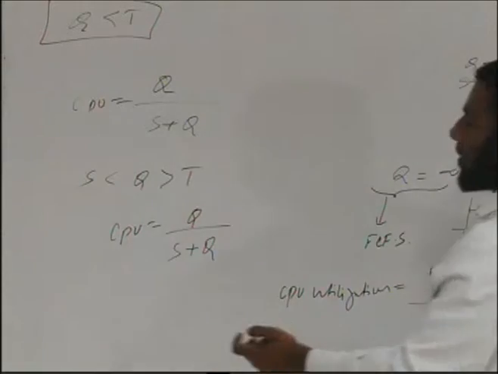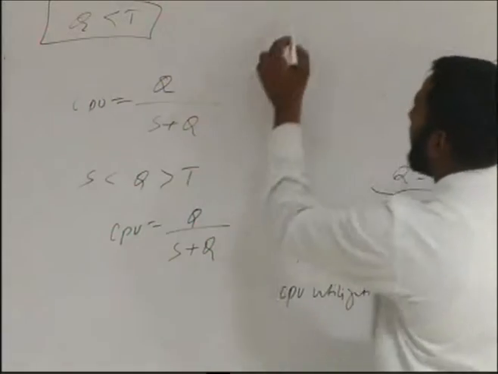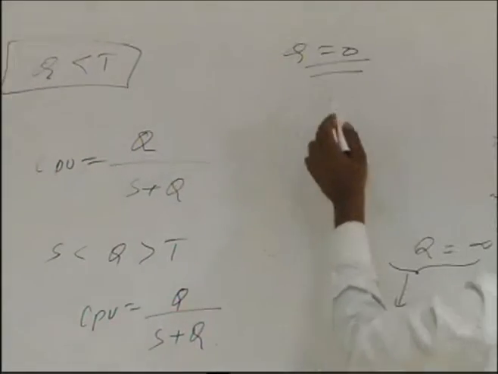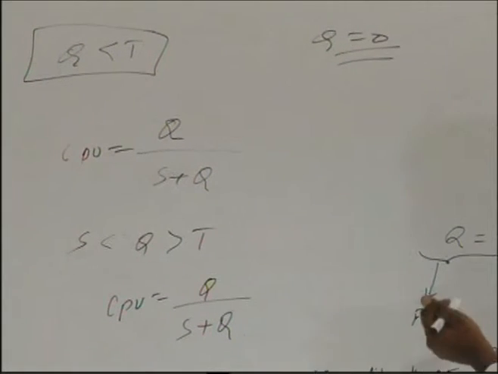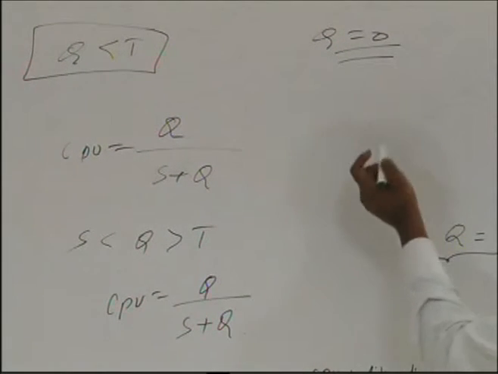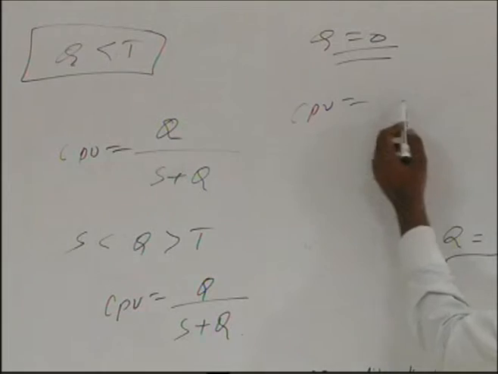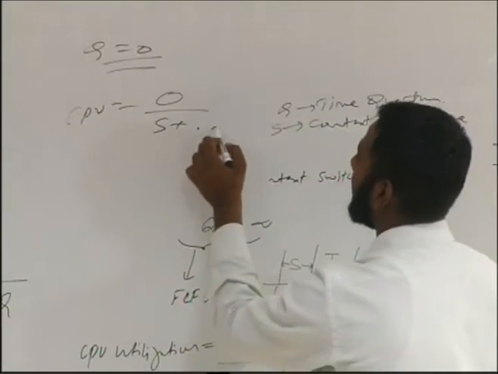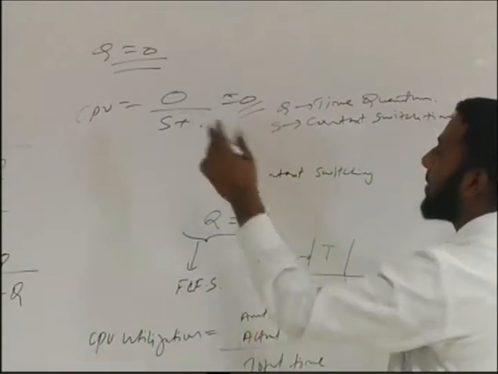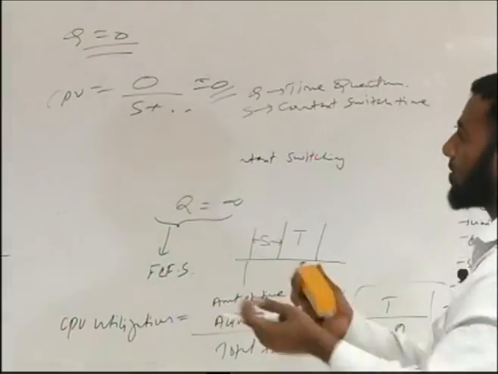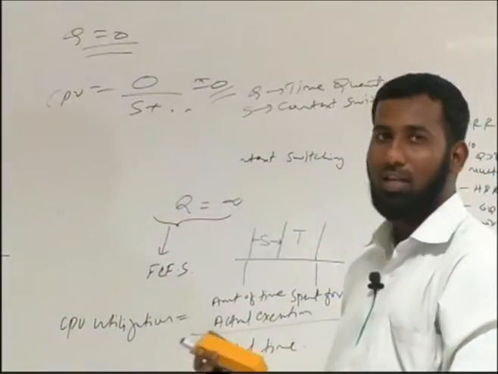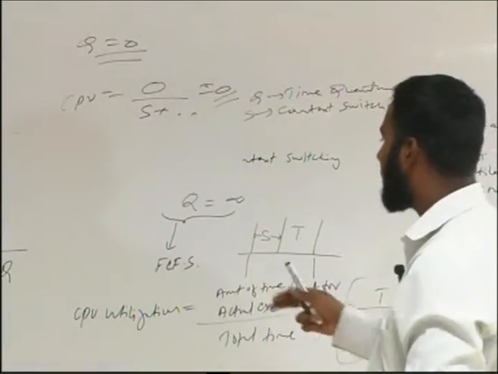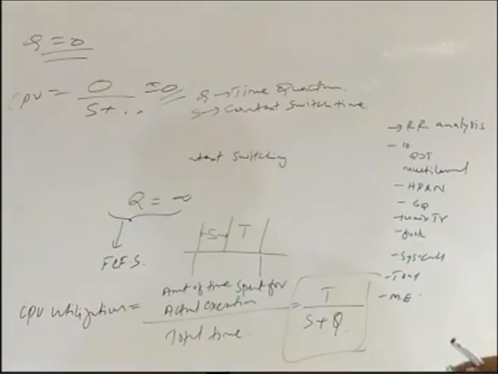Now, what happens if q is 0? If q is 0, then the CPU utilization is 0. It means there will be no progress, and no process can execute because the time quantum is 0. So these are the different cases of what happens when the value of q changes.